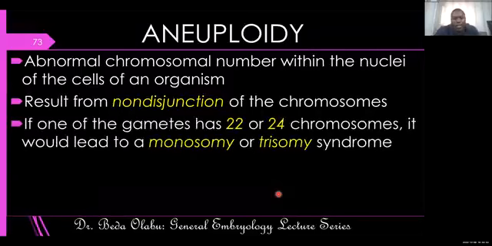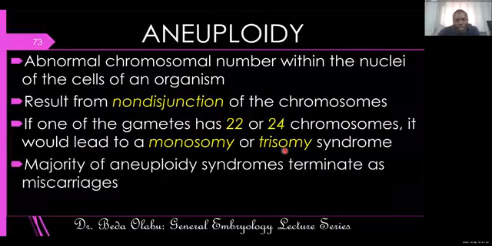It means that one gamete may have 22 chromosomes instead of 23. Another gamete might have 24 chromosomes instead of 23. If such gametes then participate in fertilization and meet with a gamete that has a normal chromosomal number, then you can get some abnormalities. If a gamete with 22 chromosomes fuses with a gamete with 23 chromosomes, the resultant zygote will have 45 chromosomes, and that's a monosomy syndrome. If a gamete with 24 chromosomes fuses with a gamete with 23 chromosomes, the resultant zygote will have 47 chromosomes. That's a trisomy syndrome.